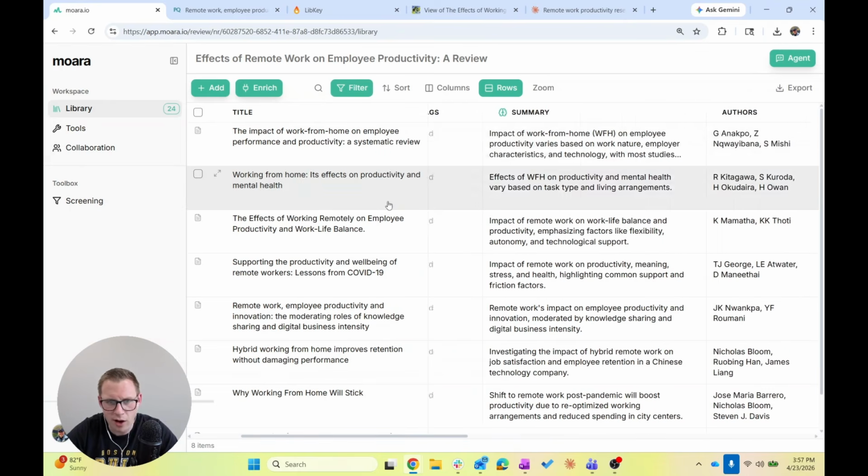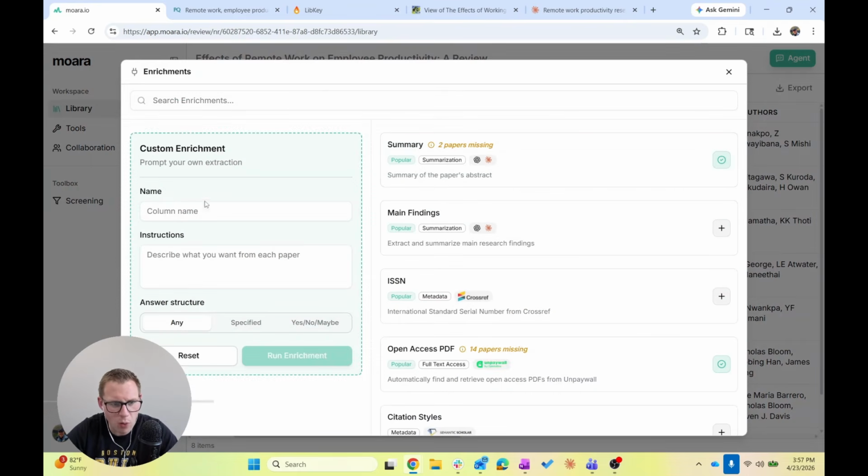Right now we have, okay, all of these. I'm curious about one thing, and that is positive versus negative effects. Of course, I could read this quickly, but especially if you're working with a larger library, it could be helpful.